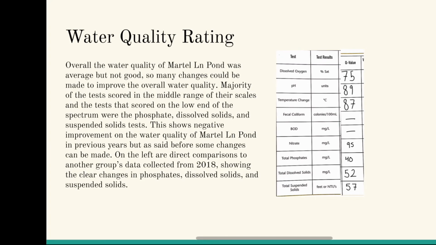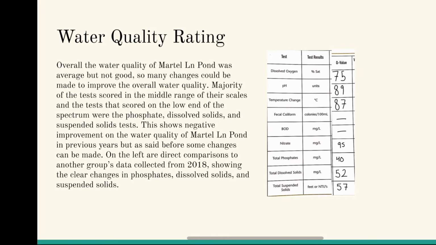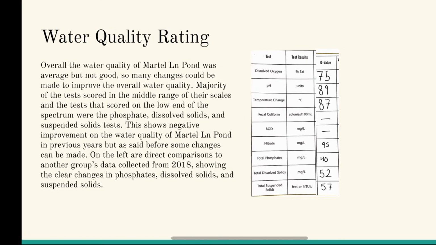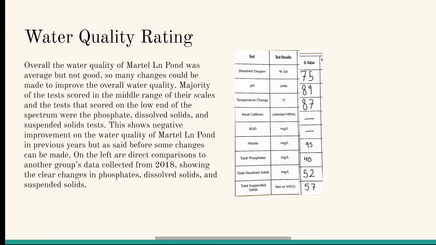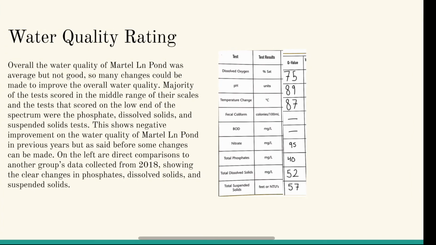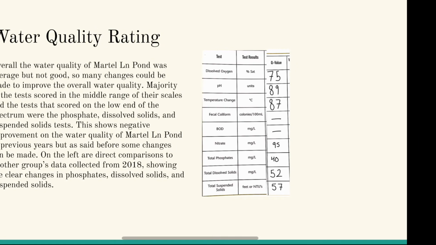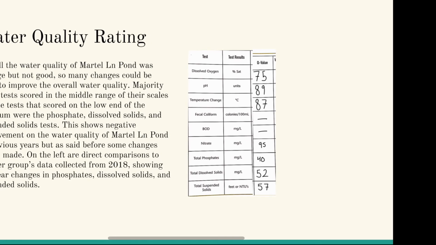Most of our scores varied in the middle range of the scales, and the tests that did lie on the low end of the spectrum were phosphate readings, dissolved solids, and suspended solids. On the left in red is data from Martel Pond in 2018, and what we see from our data is that the water quality is actually getting worse at Martel Pond.